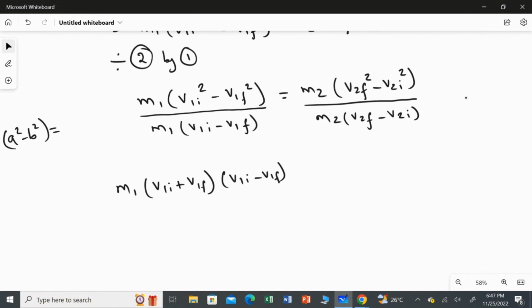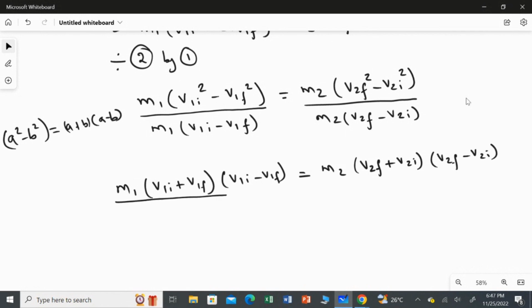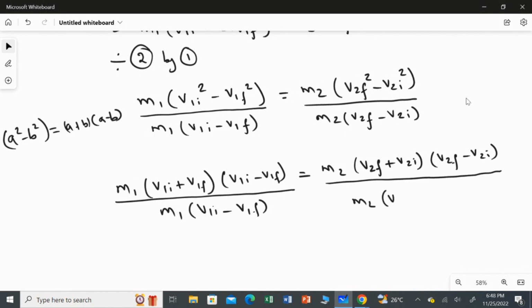So what is the rule for a squared minus b squared? (a plus b) into (a minus b). I am just simply applying this rule here. Likewise, on the right hand side also, this becomes M2 (V2 final plus V2 initial) and (V2 final minus V2 initial). In the denominator part, I'm going to write the term as it is, which is M1 (V1 initial minus V1 final), and on the right hand side also we have M2 (V2 final minus V2 initial).